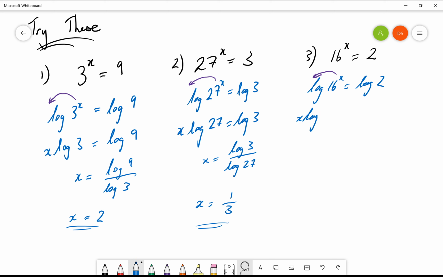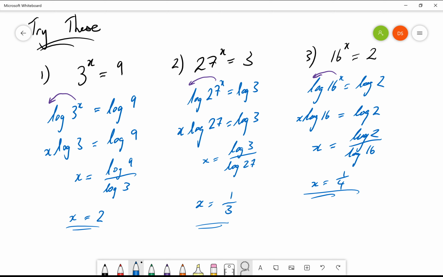X log 16 equals 2, log 2 rather, and then I divide through by log 16. And once again, if I type this into my calculator, it should give me 1/4. And that is how you solve exponentials. Pretty standard. And they're all fairly nice numbers.